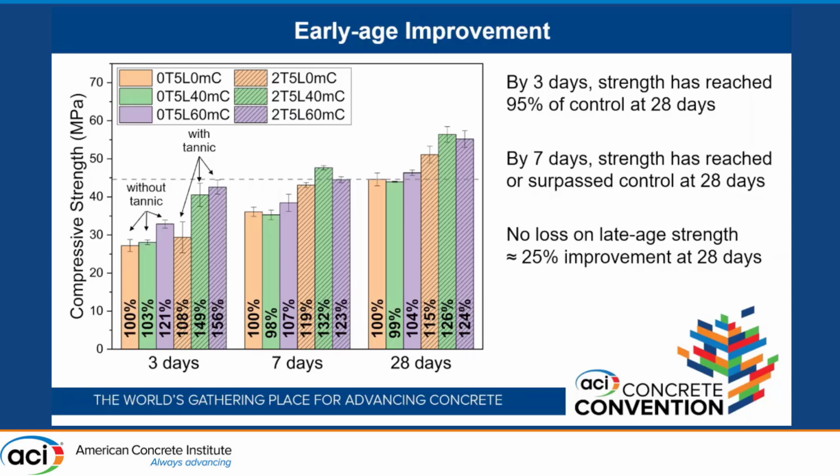Looking at the 7-day mark, these carbonated tannic acid mixes are almost as high or higher in compressive strength than our control batch at 28 days. And looking at the 28 days, we don't see a plateau or a decrease in strength. It actually continues to increase as time goes on. So we see nearly a 25% improvement in strength at 28 days with no plateau or decrease in strength.